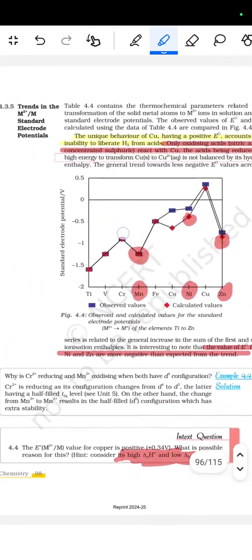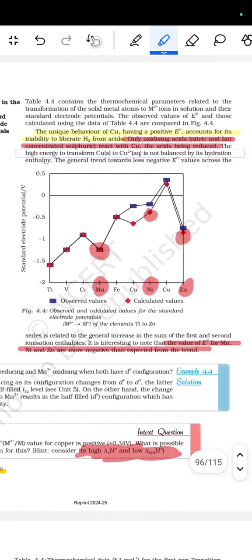Next, trends in the M2+/M standard electrode potential. Table 4.4 contains the thermochemical parameters related to the transformations of the solid metal atoms to the M2+ ion in solution and their standard electrode potentials. The observed values of E and those calculated using the data in 4.4 are compared in figure 4.4. The unique behavior of copper, having a positive electrode potential, accounts for its inability to liberate H2 from the acid. Only oxidizing acids, nitric acid and hot concentrated sulfuric acid, react with copper, the acid being reduced. The high energy to transform copper to Cu2+ is not balanced by hydration enthalpy.